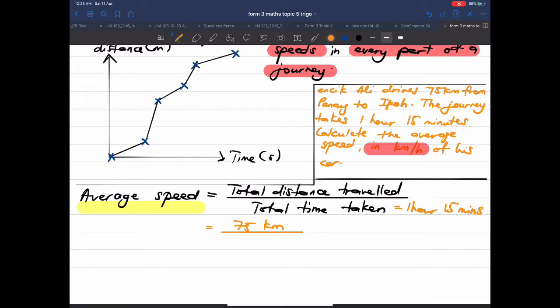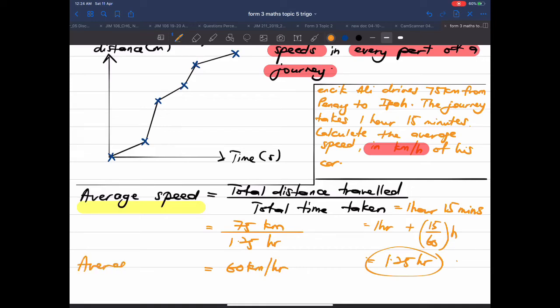How do you change that? You all should know how to do this, but still I'll show. 1 hour plus 15 divided by 60 minutes, where I get the hour. So I'll be getting 1.25 hours. Okay, so I'll put here 1.25 hours. So once you press your calculator, you divide, you're going to get the answer 60 km per hour. This is the average speed. This is your answer.